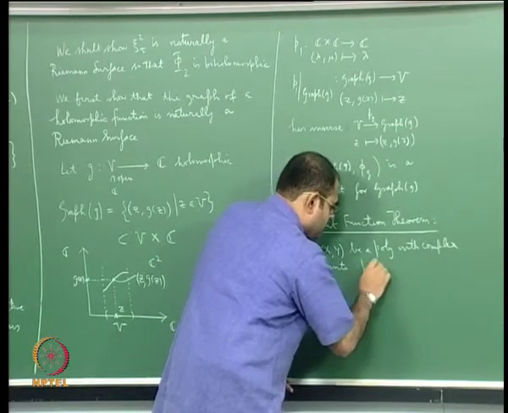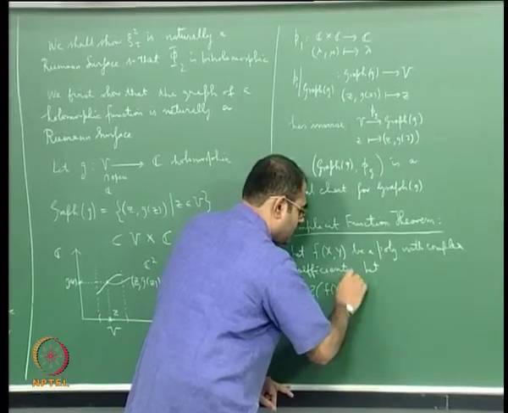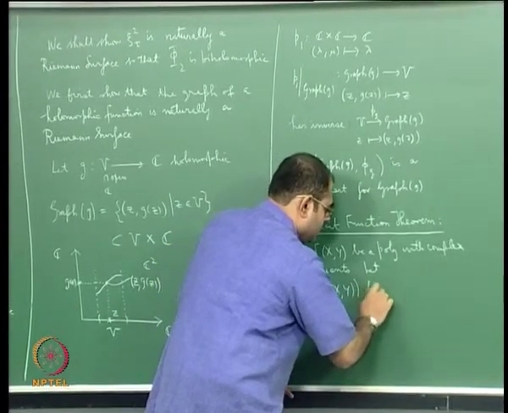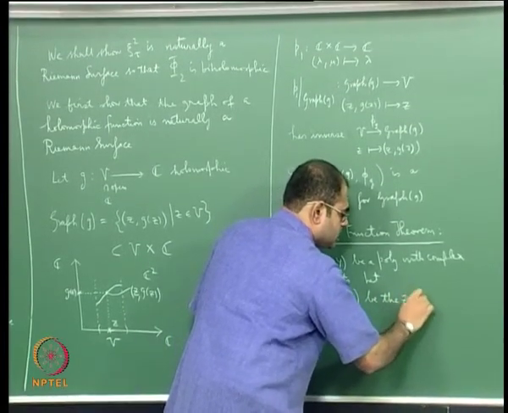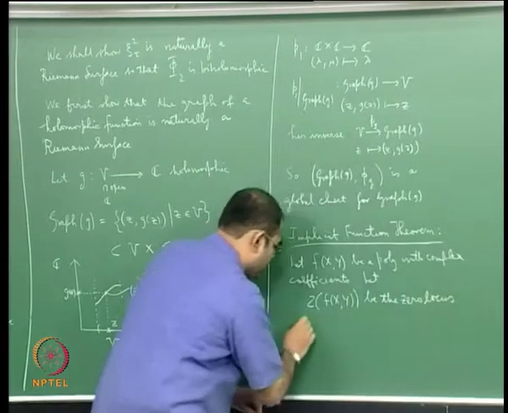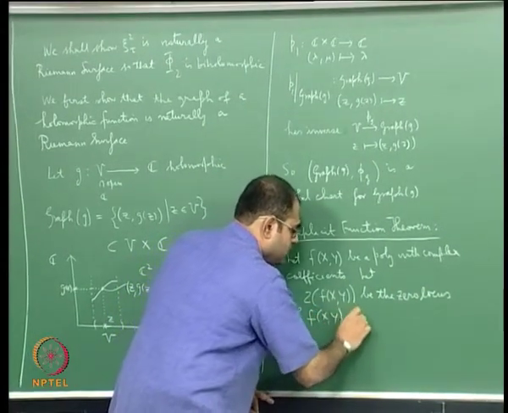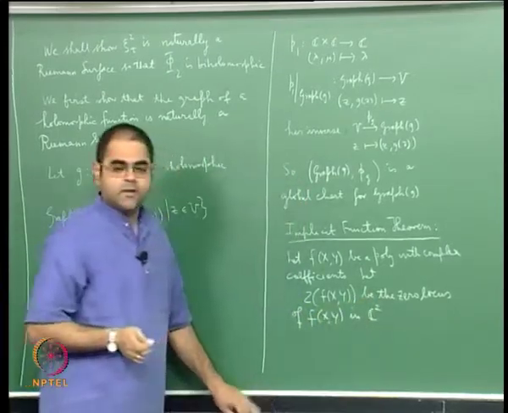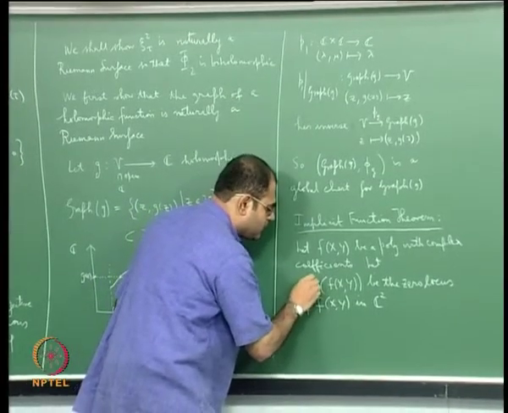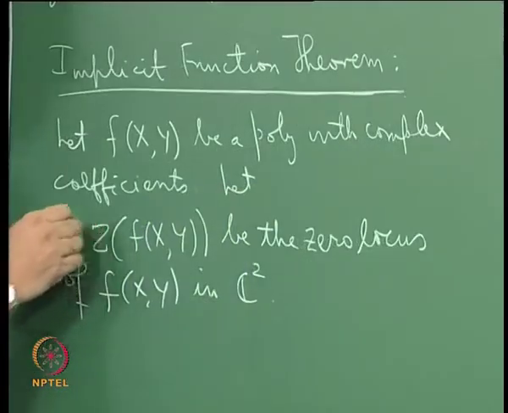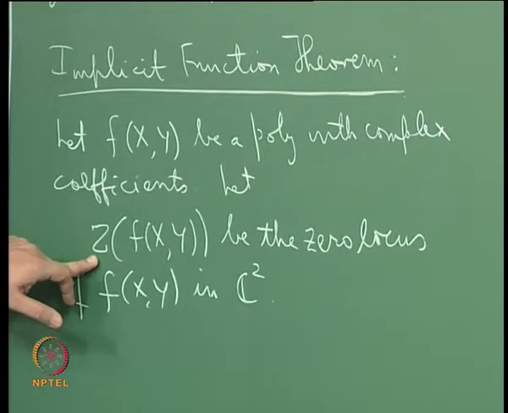Let Z of f of x comma y be the 0 locus of f of x comma y in C2. Okay, look at the 0 locus. Coming back to think of it, it's good that I didn't use z and w, because now I want Z to denote the set of zeros.